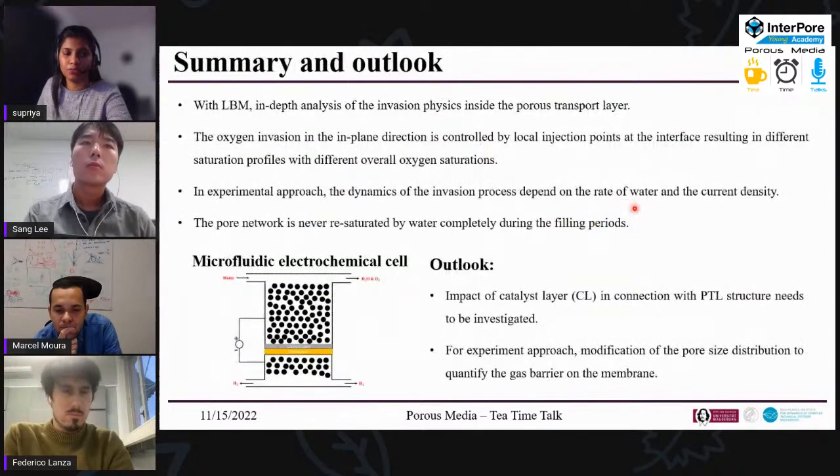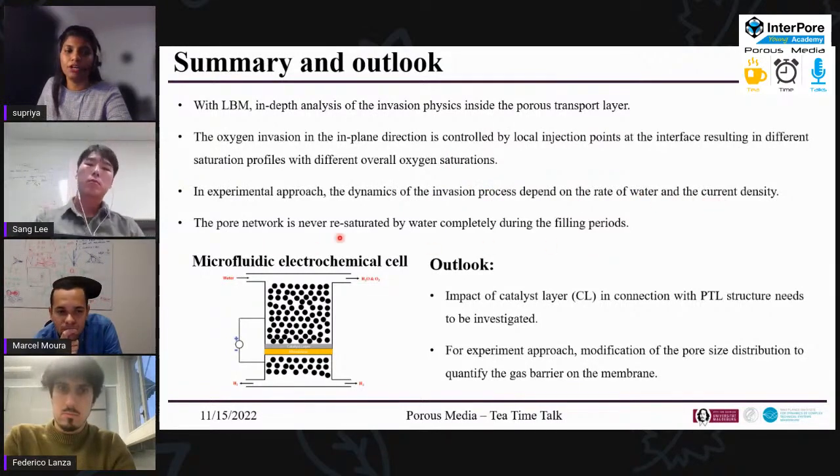With this, I would conclude with a short summary. With LBM, we can have an in-depth analysis of the invasion physics happening in the porous transport layer. We can also say that the local injection points may change the saturation profiles across the PTL. In the experiment, we could see the invasion process and how it depends on the rate of water and the current density. We could also see that the entire porous transport layer, or network, is not saturated by water, but the cycle keeps going on.